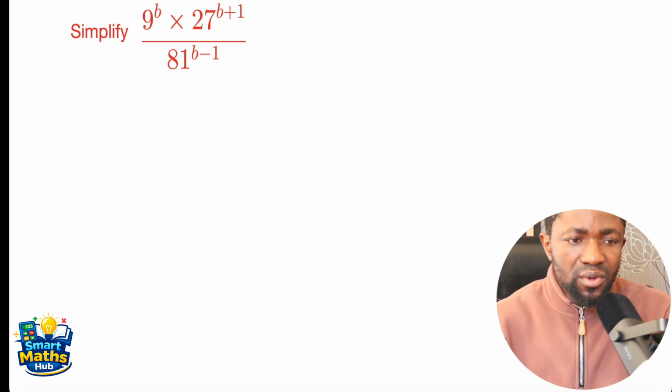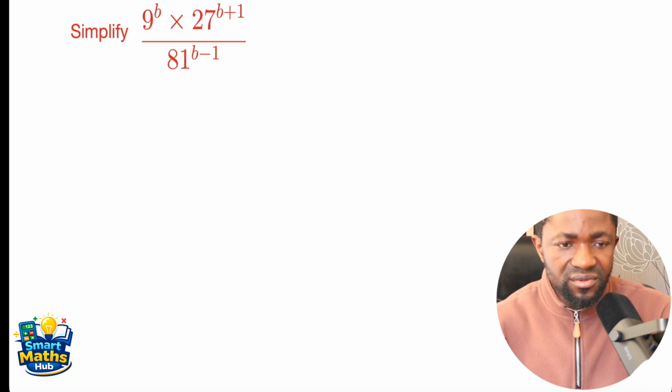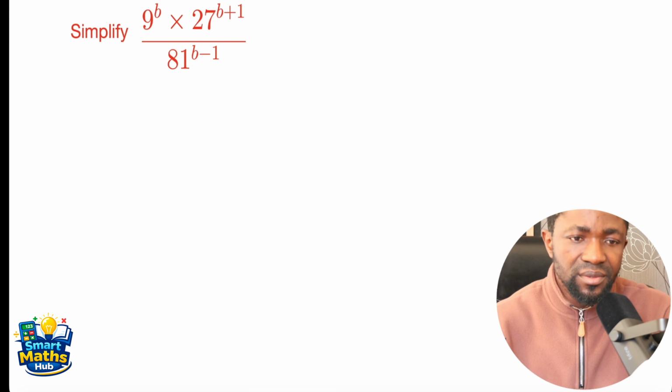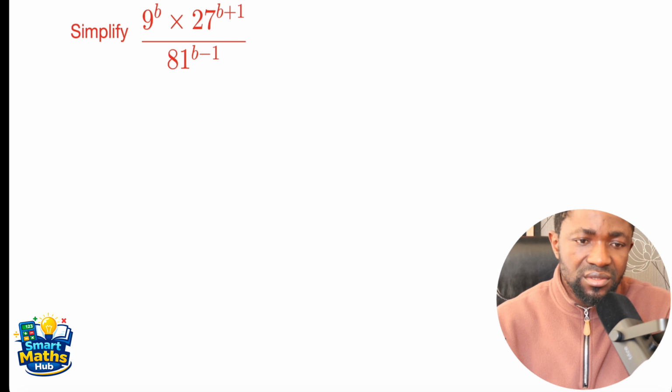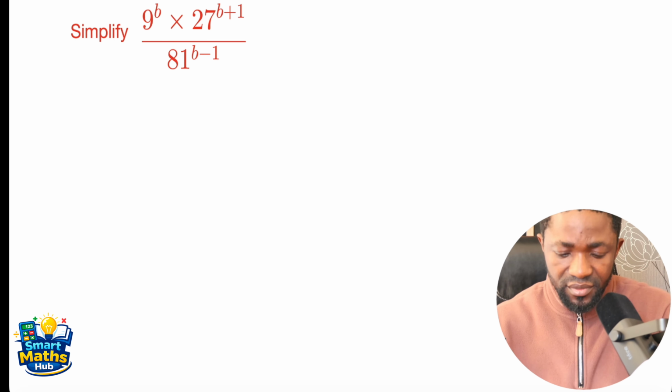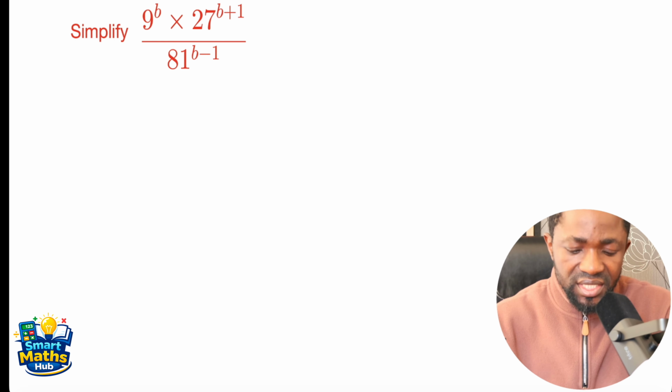So I have a question. Simplify 9 raised to power b multiplied by 27 raised to power b plus 1, everything over 81 raised to power b minus 1. So let's get started. Solution.